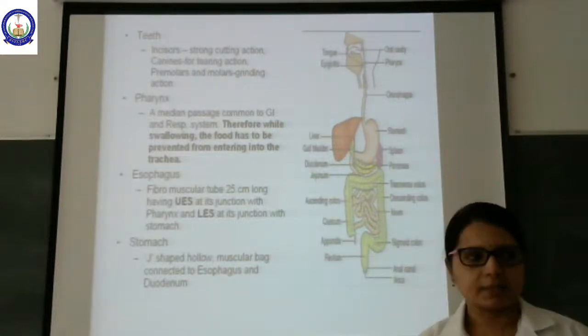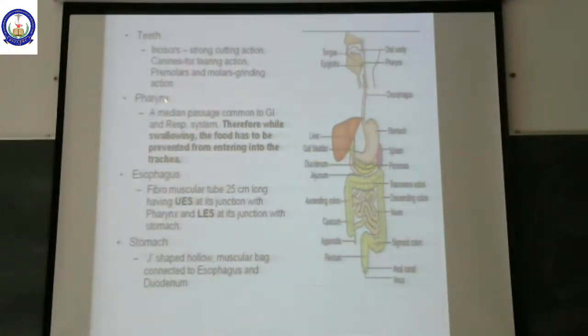Okay, so this is prevented by an important structure, the epiglottis. When you are swallowing, the epiglottis should close and it should prevent the passage of food into the respiratory system. Therefore, while swallowing, the food has to be prevented from entering into the trachea, and this is done by the epiglottis.